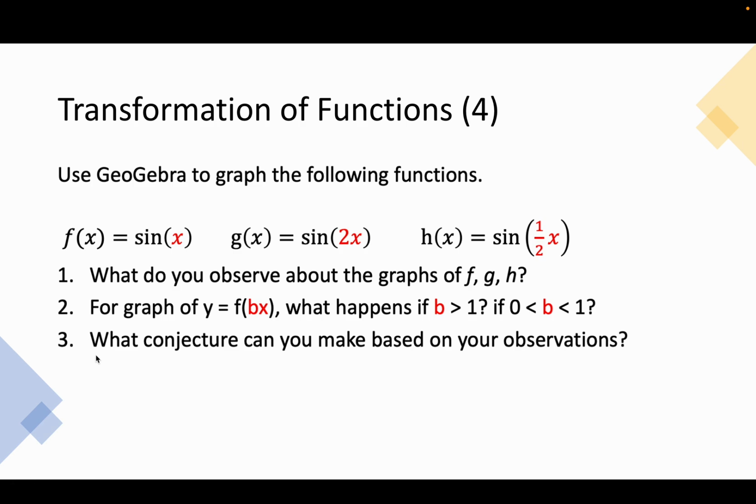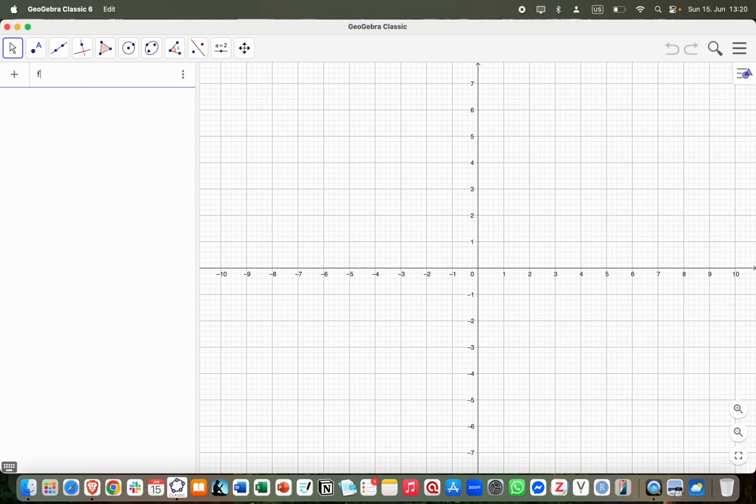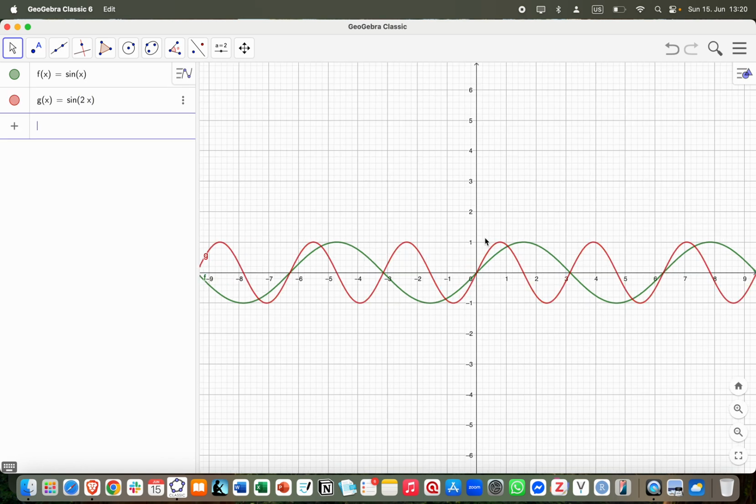Okay, so let's discuss. Let's try graphing these two functions. f of x equals sine x, and then g of x equals sine 2x. What do you observe?